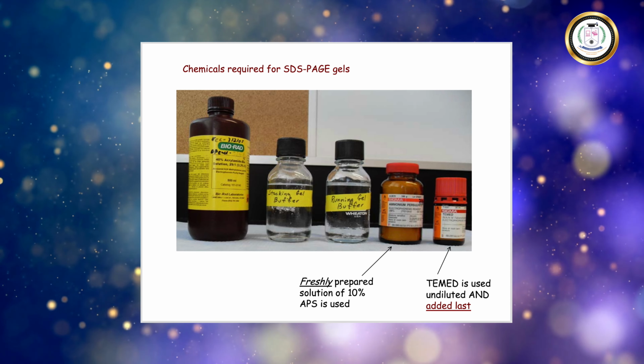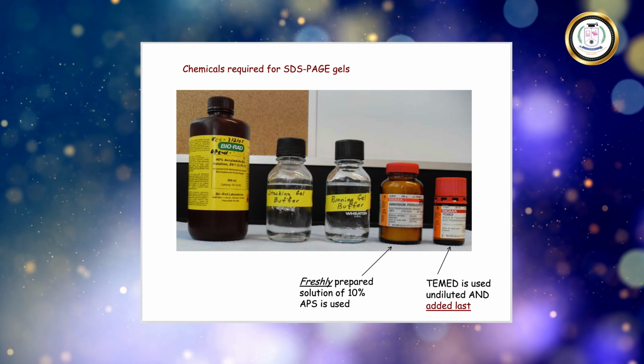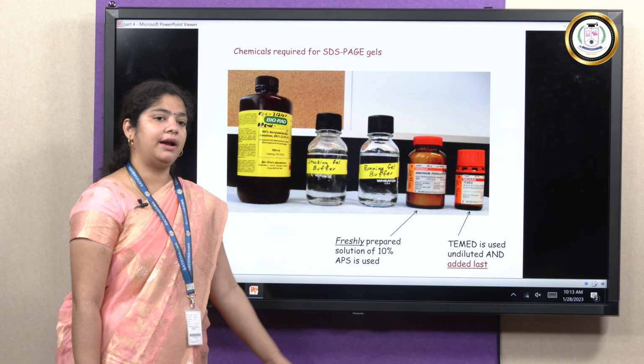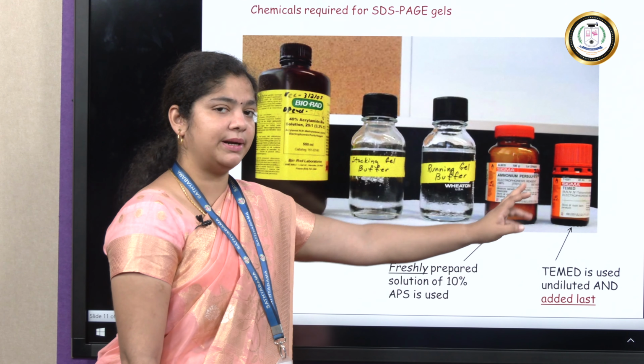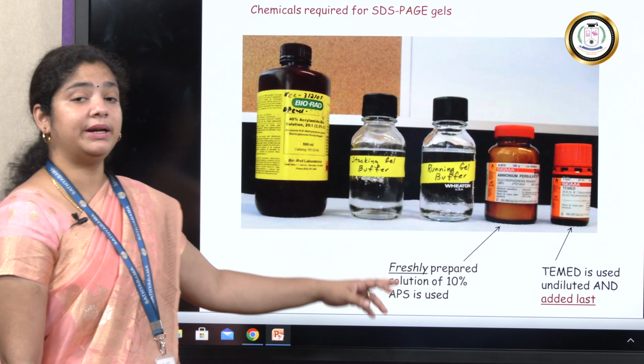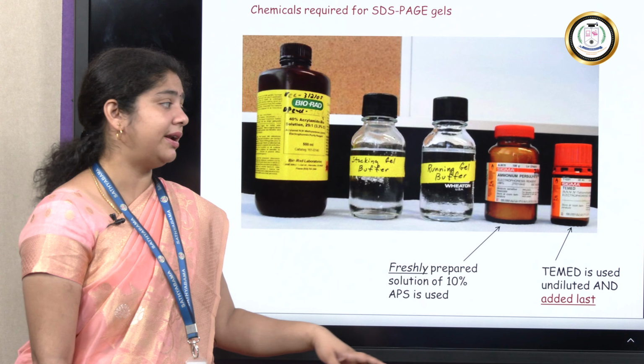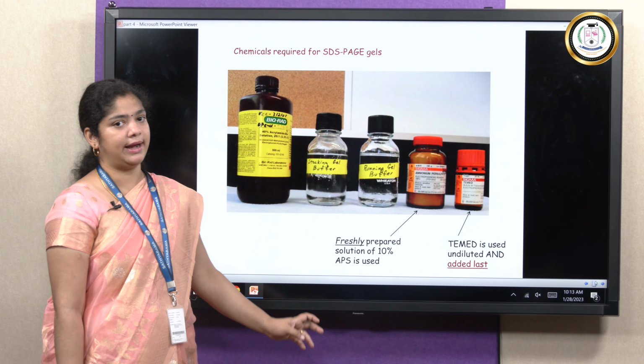We have 30% acrylamide solution, stacking gel buffer and running gel buffer. And in order to polymerize the gel, the important agents include ammonium persulfate and TEMED. Ammonium persulfate must be freshly prepared every time, and TEMED can be used in an undiluted form.